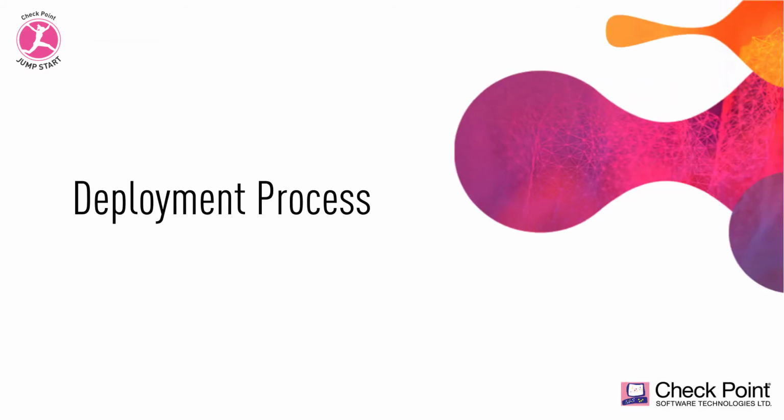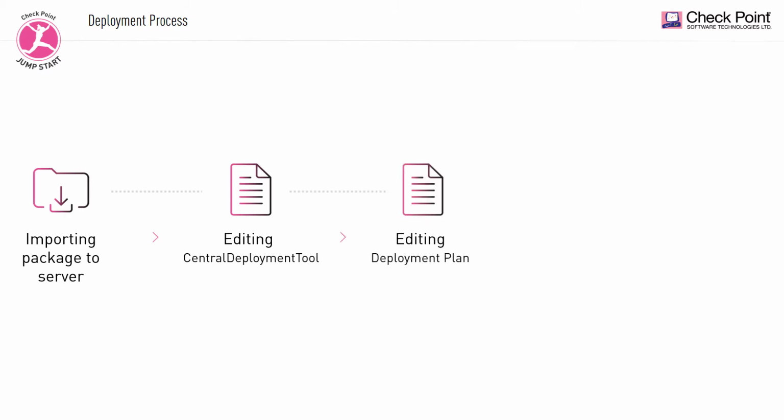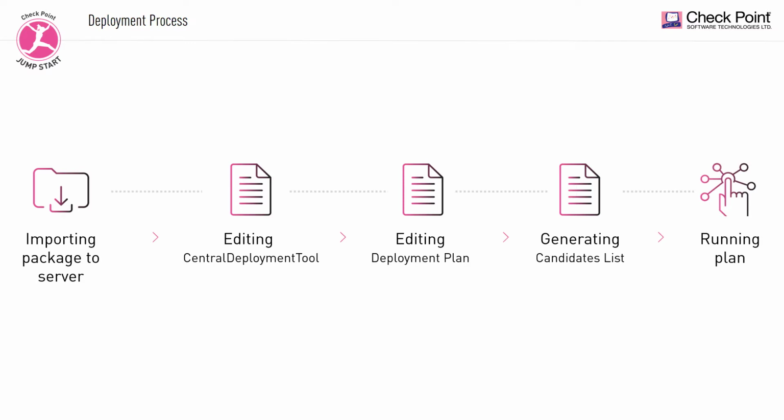In general terms, deploying with CDT involves the following key steps. Importing the deployment package to the server used for package distribution to the gateways. Editing the Central Deployment Tool XML, which defines logging and notification settings for the deployment process. Editing the deployment plan, which defines a sequence of deployment actions. Generating the installation candidate list to get a full list of deployable gateways and cluster members. And finally, running the deployment plan.